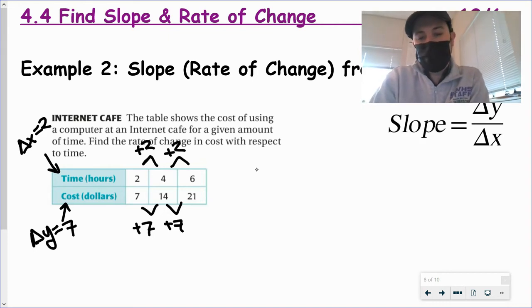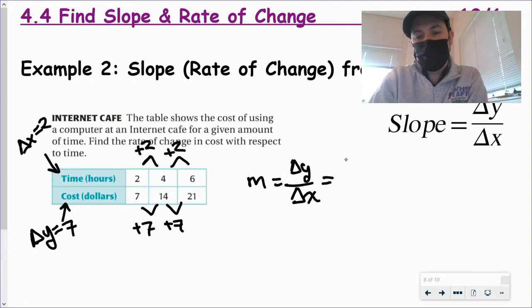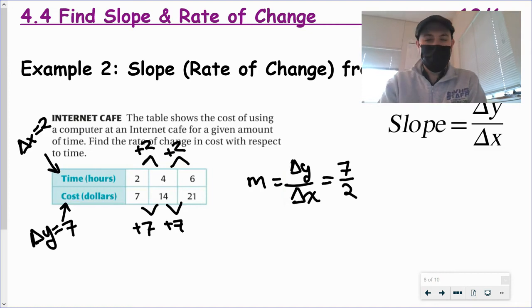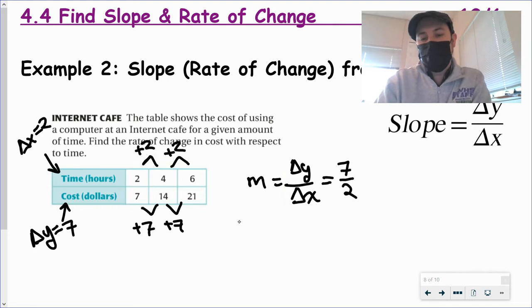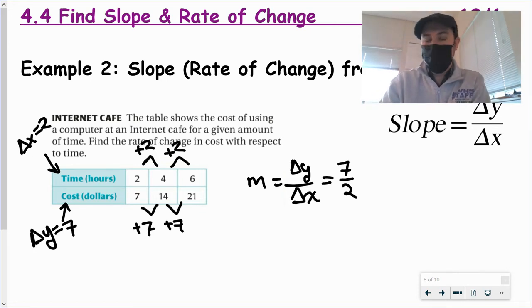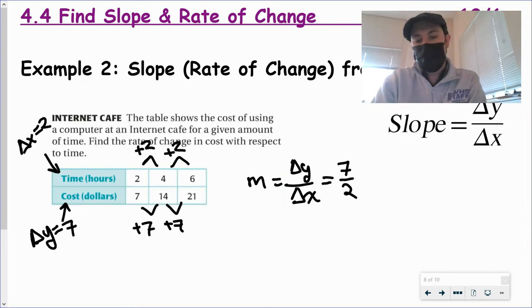So my rate of change, or my slope, I'll use m. m is the change in y over the change in x, which is equal to 7/2. And you could write that as 3.5 if you wanted to, $3.50 for every hour. When you're doing a word problem that has a context like this one, we do usually take money and write it as a decimal. So most of the time, I prefer my fraction. But for a word problem like this, we'll go with a decimal value.